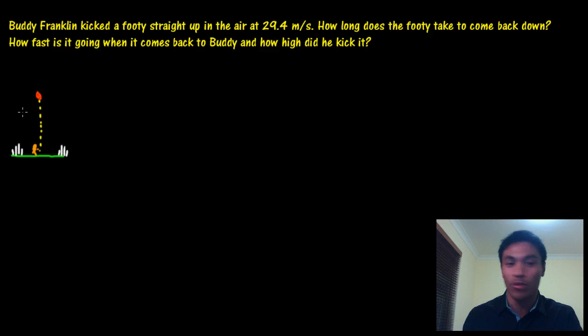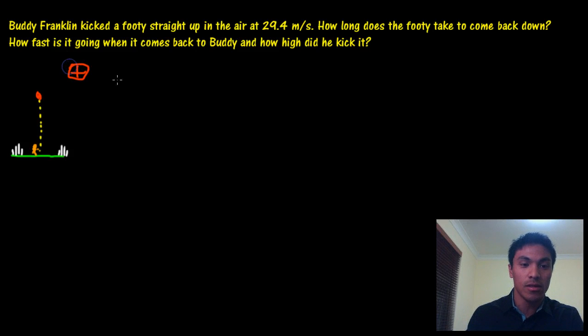So here's my awesome diagram. Here you have our goals. There's the behind posts and the goal posts. Here's our Buddy Franklin. Kicks up the footy at 29.4 meters per second. So straight off the bat, we should also state our coordinate system.